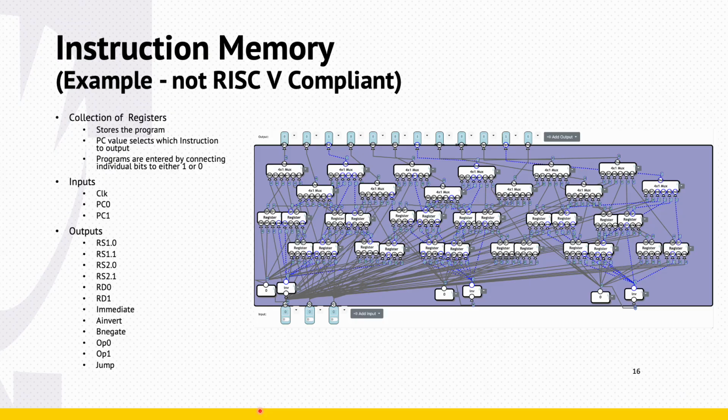So let's just see how this is grouped. So first, this is instruction 0. This is RS1 and RS2 of instruction 0. This is RD, and if the instruction is an immediate value instruction, so if it should be interpreted as an immediate value, it being the value in RS2. And then at the end, we have B negate, op0, op1, and if it's a jump. A invert is also part of this instruction as well.